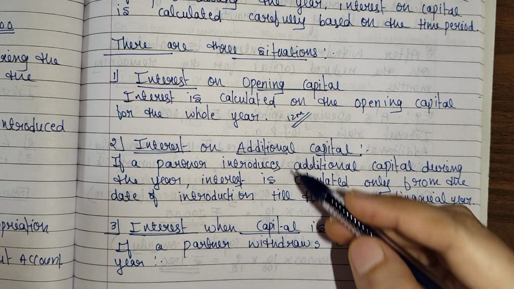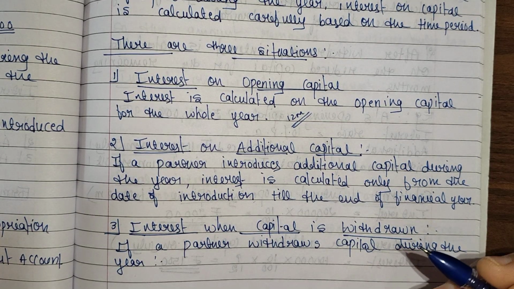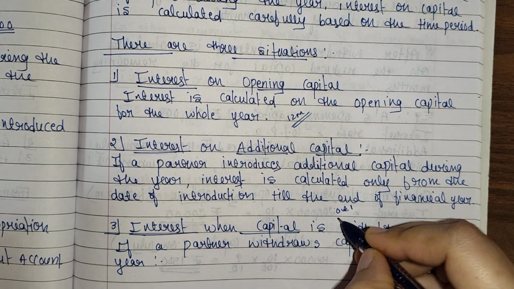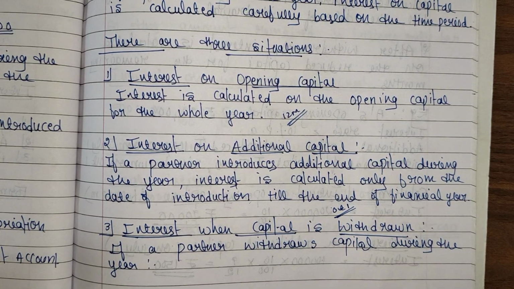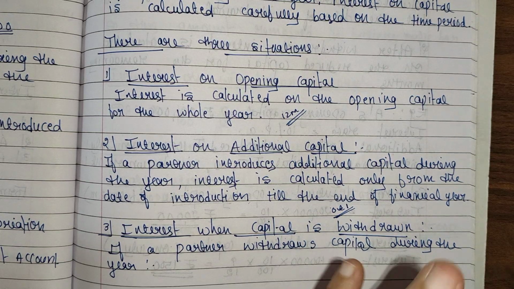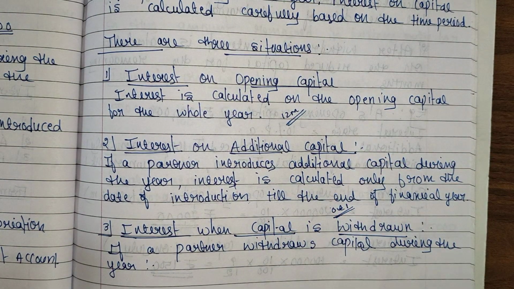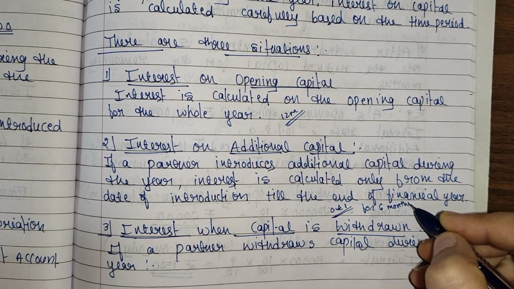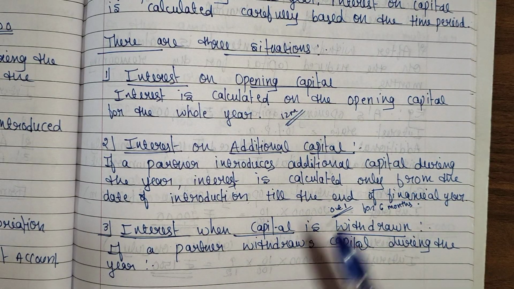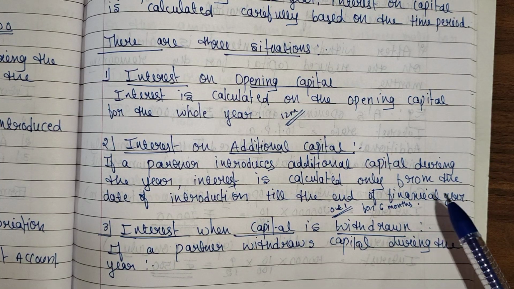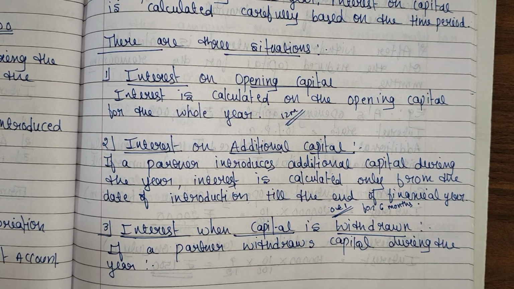Means for example, the additional capital introduced by one of the partners on October 1st. Clear? Now we need to calculate the interest from October to year end. So our year end is March, means October, November, December, January, February, March, for 6 months. So interest on opening capital is for the whole year, 12 months, and interest on additional capital is from the month they introduced the capital till year end.